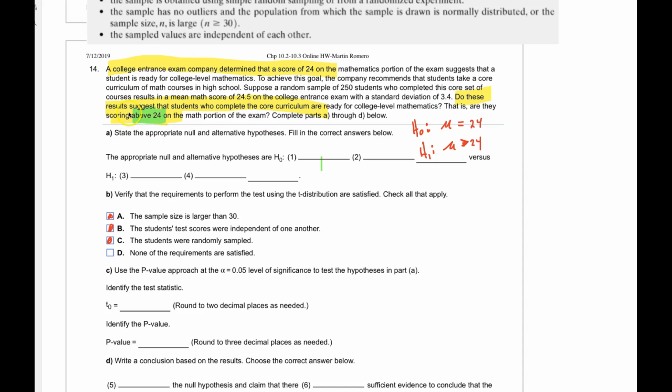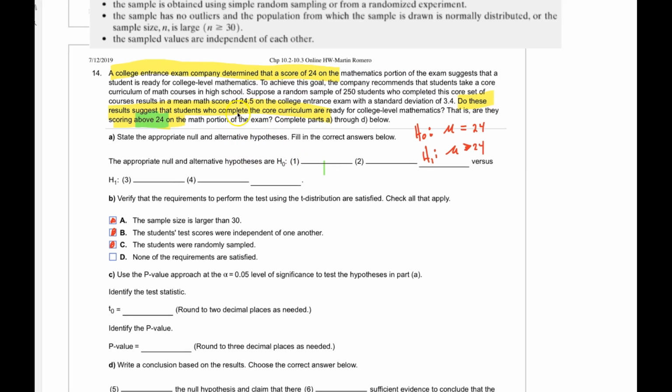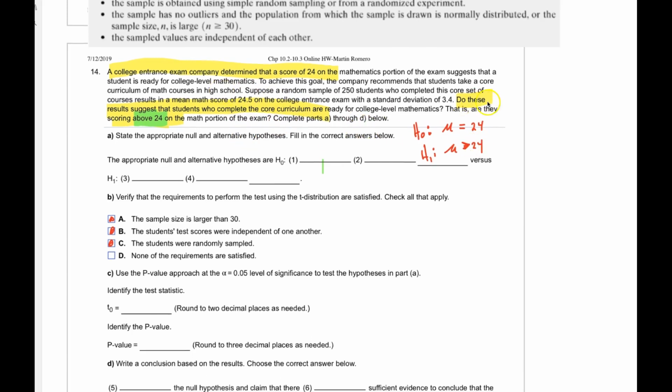Now, do these results suggest that students, after collecting sample data from 250 students, you get a mean of 24.5, standard deviation 3.4? Does this mean that they are scoring above 24? Well, on this sample it is, but we want to see if this is true for the population. Is there enough evidence to say that the population mean is greater than 24, given the mean and standard deviation for the sample of 250 students?